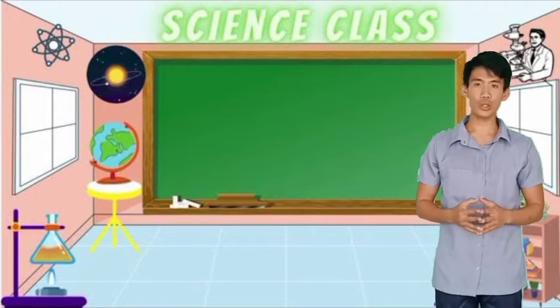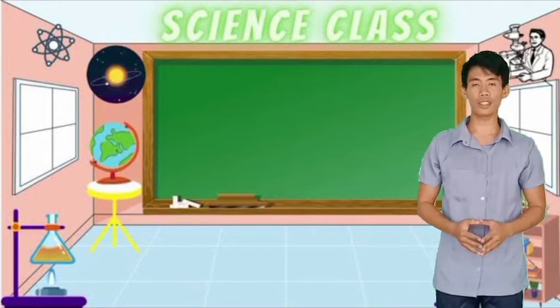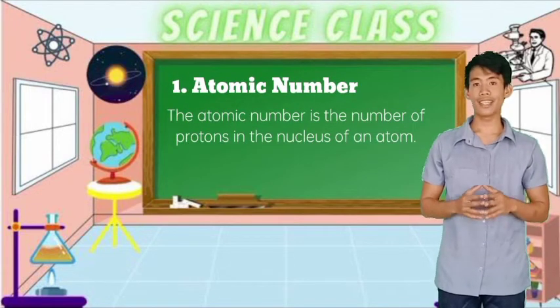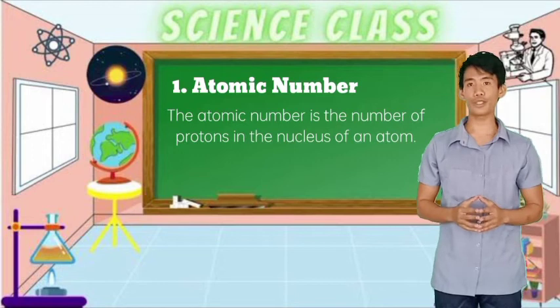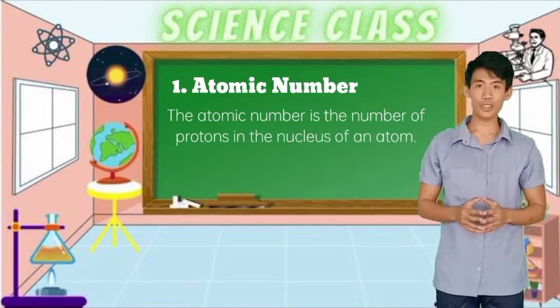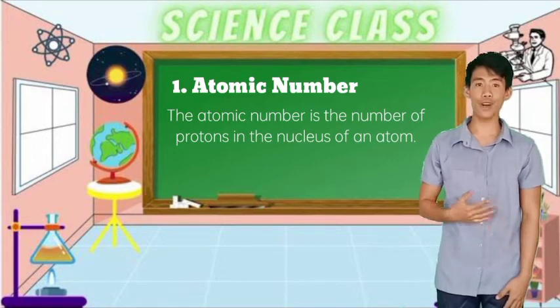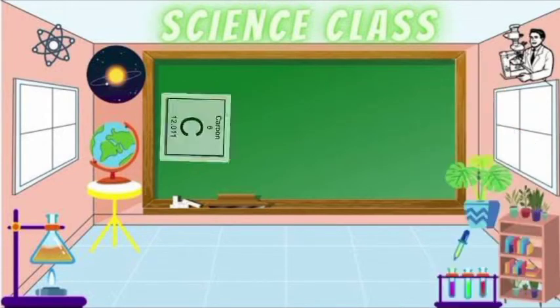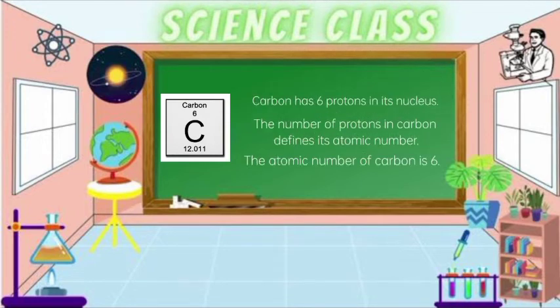So the first nuclear property that we're going to talk about is the atomic number. The atomic number is the number of protons in the nucleus of an atom. The number of protons in the nucleus in fact defines the identity of the nucleus. For example, carbon is defined as the element which has 6 protons in the nucleus. So 6 is also the atomic number of carbon.